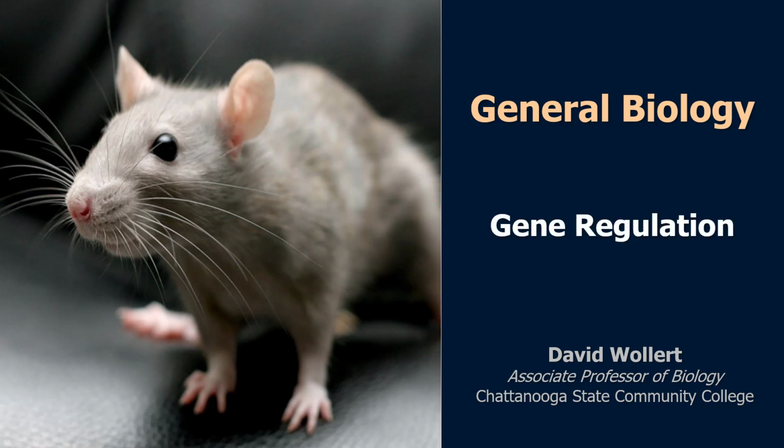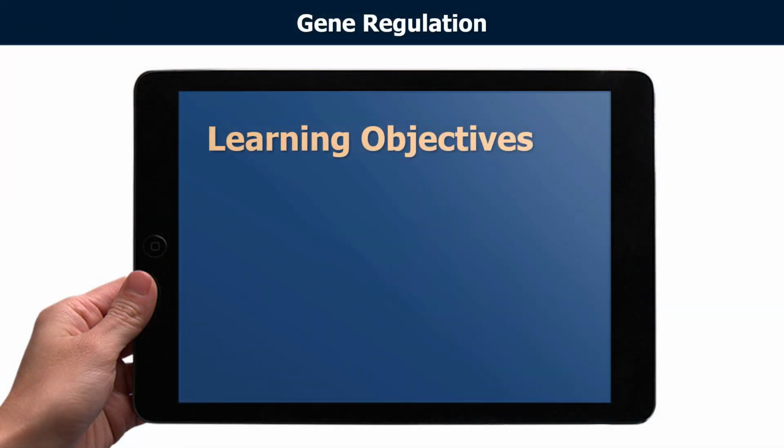So we've talked quite a bit about how genes get transcribed into messenger RNA and translated into proteins. What we want to do now is focus on how those genes are regulated. In other words, how does a cell know when to turn on and turn off genes, and how does that actually happen? So let's go ahead and take a look at our learning objectives.